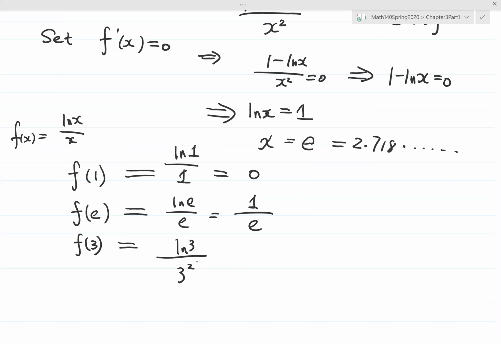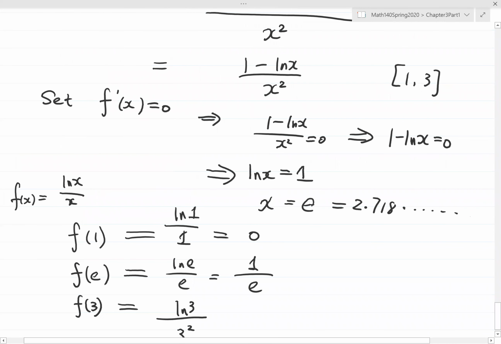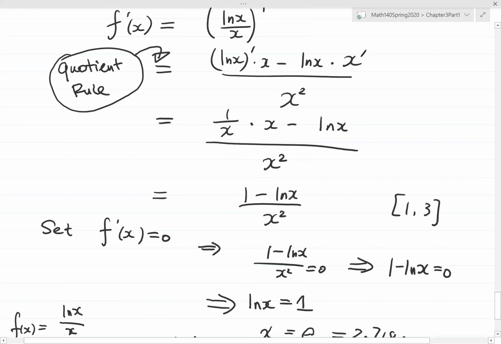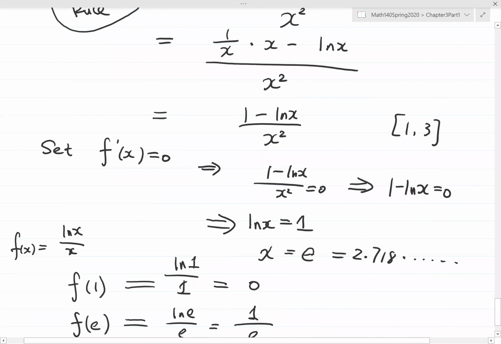Now how do you compare 1 over e and log 3 over 3 squared? You had better use a calculator. Actually, we can still solve this problem without a calculator, but we need a little more knowledge, which comes in later sections. The idea is that if the derivative is negative, the function is decreasing. If the derivative is positive, the slope is positive, i.e. the function is increasing. So we can use this kind of information to work on this problem.